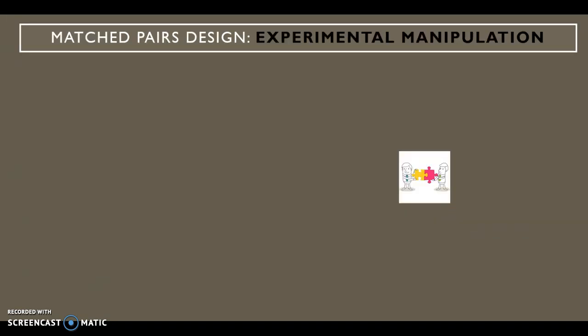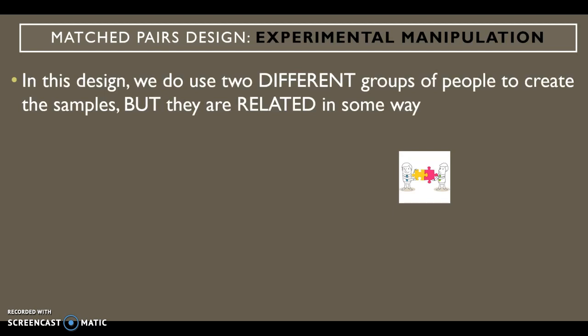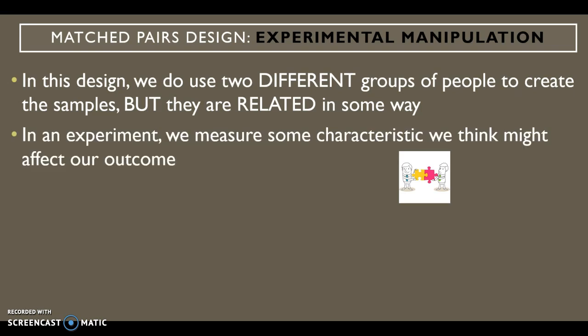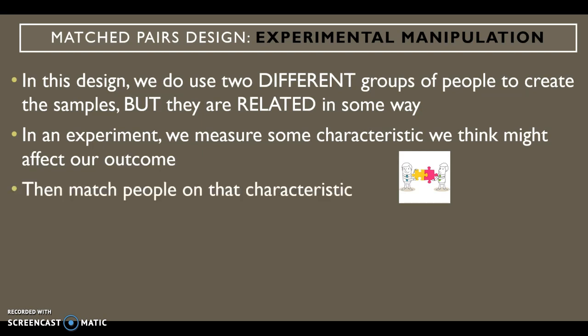Another way of creating related samples, and here too there are 2 strategies for this, is called a matched pairs design. The first one we're going to talk about is the experimental manipulation to make matched pairs. So in this design, we do use 2 different groups of people. However, we are going to see in what way they are related. Okay, so for this experiment, we are going to measure some characteristic that we think is going to affect our outcome. And then we're going to match people on that characteristic.